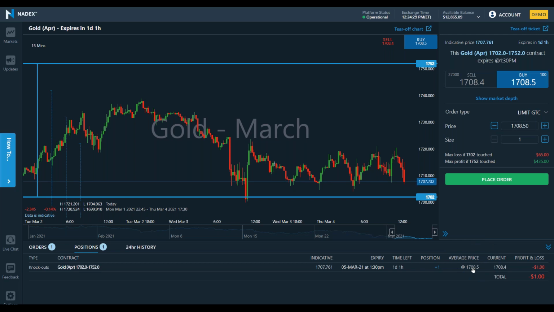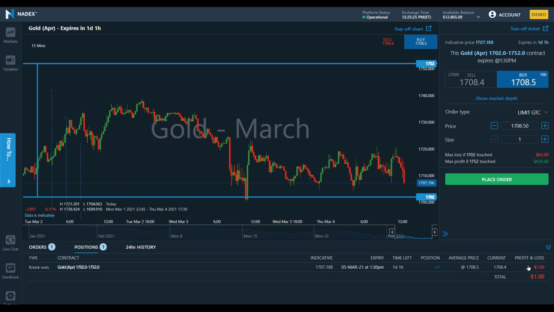All right. Now, this is actually rather interesting, and I like to point this out. On our positions page, it looks like I've already lost $1. Why does it look like I already lost $1? I just bought it right here. The reason is that I'm long one gold knockout, the 1702, 1752 knockout, and it's calculating that if I had to liquidate this position, I would have to sell it at the bid to get out. That is why it is giving my current price as 1708.40, because I would have to sell it to get out, and that is one tick below where I bought it. So if I were to get out right now, I could get out for a $1 loss.